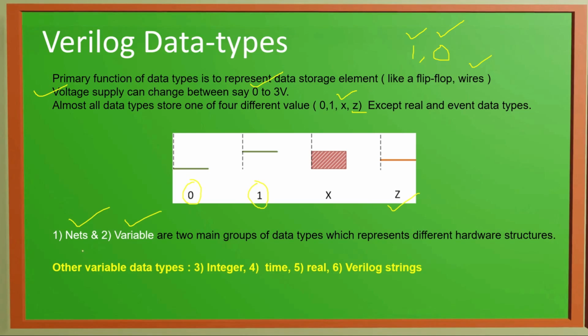So there are two types of data types, nets and variables. Variables may further have various types like integer, time, real and Verilog strings. Almost all the data types will deal with these four values. All the data types will handle either 0, 1, unknown X or high impedance Z. But real and event data types will not use only these four. That we will discuss in programming whenever it comes.